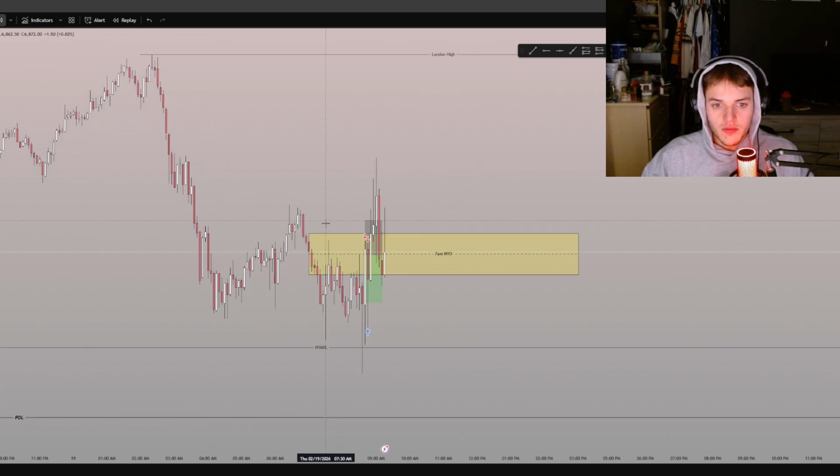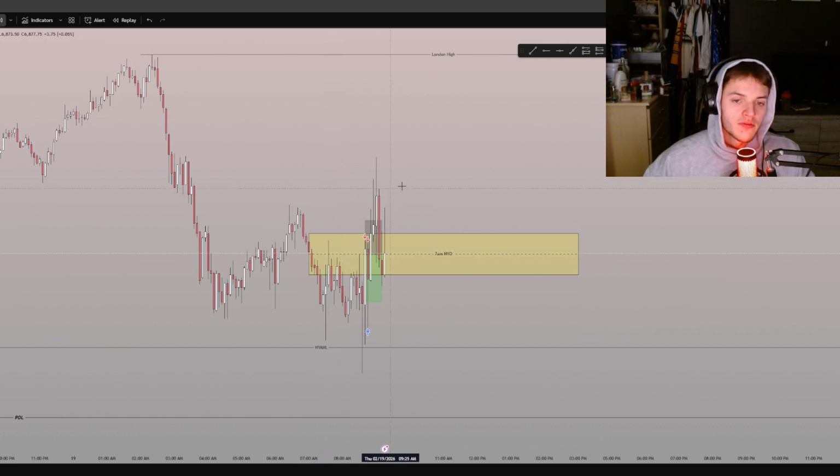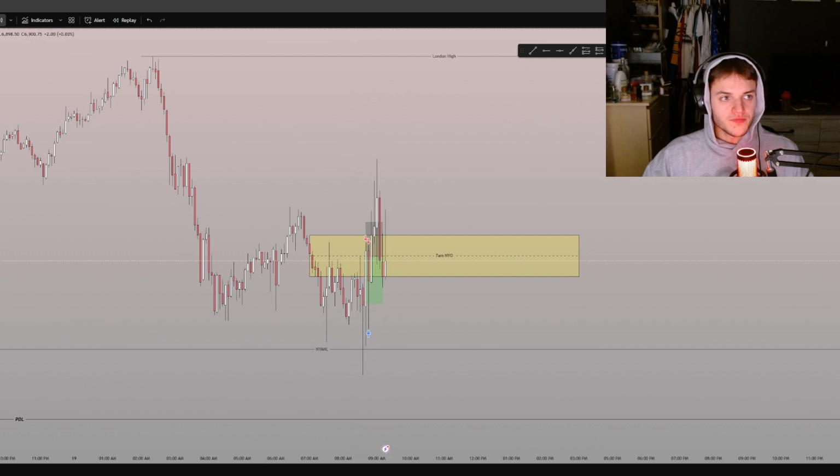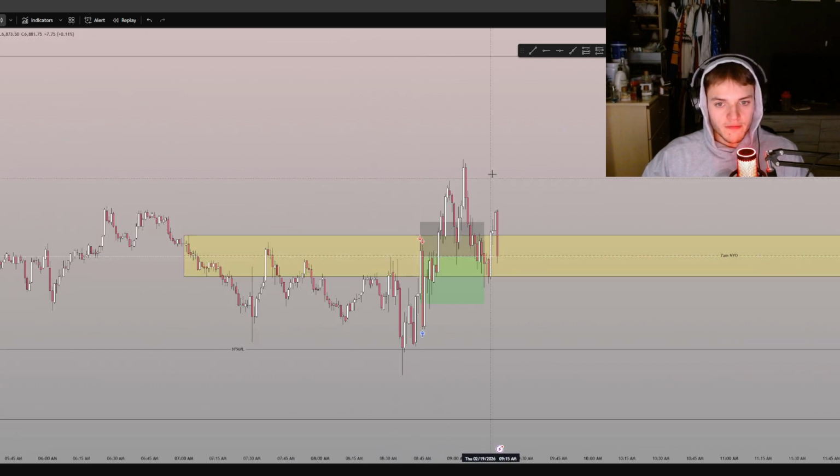So the 5 and 15 minute both respected this midpoint and came back up. A handful of times it came up and respected this midpoint, and then you guys can drop down to the 1 minute.